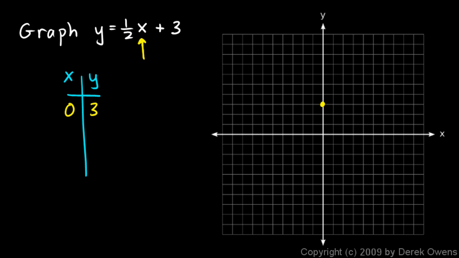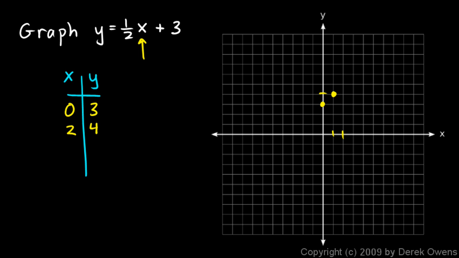Now let's put in another number for x right here. And I'm going to put in the number 2. I'll just skip the number 1. You don't have to go in order and you don't have to put in any particular numbers. So I'm going to put in 2 because doing this math here, 1/2 times 2 will be pretty easy to do. 1/2 times 2 is just 1, and plus 3 is 4. So when x is 2, y is 4. So now let's plot that point. 2 over in the x direction and up to 4 on the y direction. That gives us this point right there.